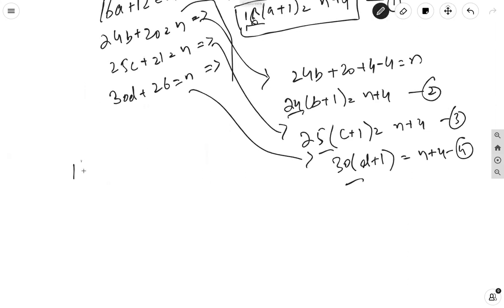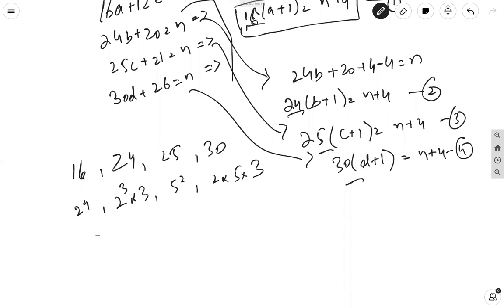LCM of 16, 24, 25, and 30. This is 2 power 4. This is 2 into 3. This is 5 square. This is 2 into 5 into 3. Right? So what will be the LCM? 2 power 4 into 3 into 5 square. Right? This is, I believe, 1200, right?